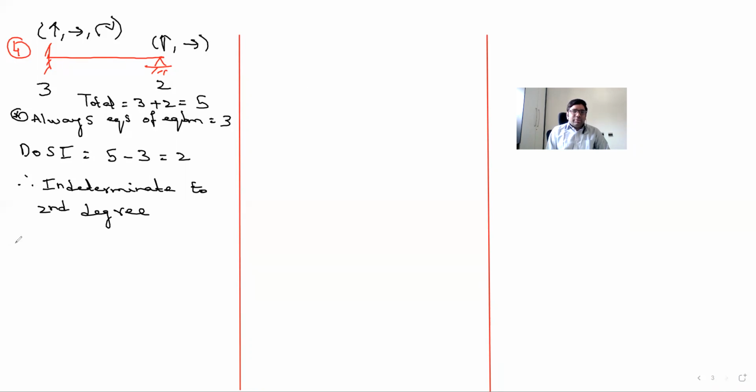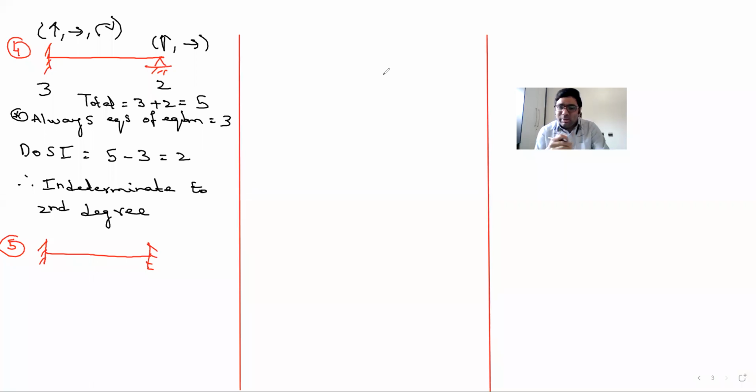Now I am going to the fifth problem, the easiest one. Now let us take a fixed beam. Okay. Now what is the answer? What is the answer for a fixed beam? How many unknown reactions? Oh, very good. Pravalika, Akshaya, Purna, all of you are correct.